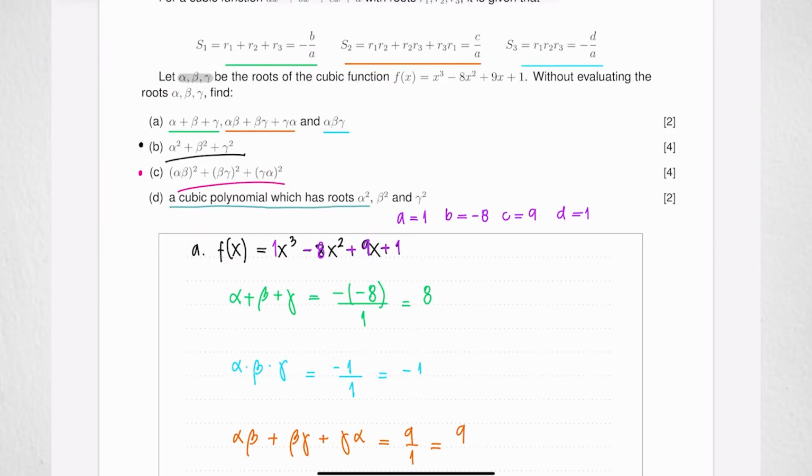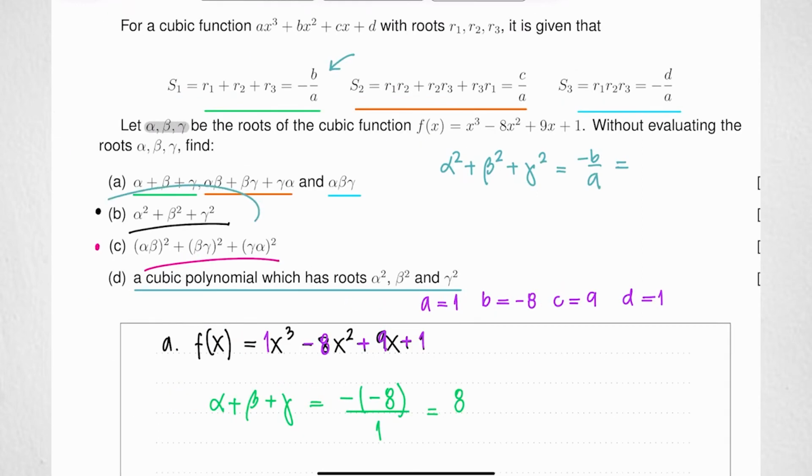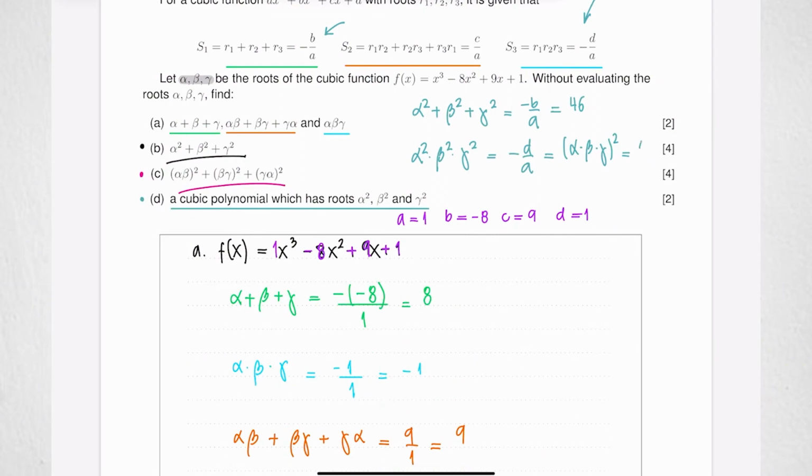Now lastly, question D. If we're trying to create a cubic polynomial which has roots alpha squared, beta squared, and gamma squared, that means that the sum of the roots, which by the way is -b over a, is equal to whatever we got for question B, which is 46. We also know that the product, which is -d over a, which by the way is the same as alpha times beta times gamma squared, is equal to -1 squared, meaning 1. And we also know that c over a, which is the product of the roots 2 by 2, is exactly what we got for question C, therefore 97.